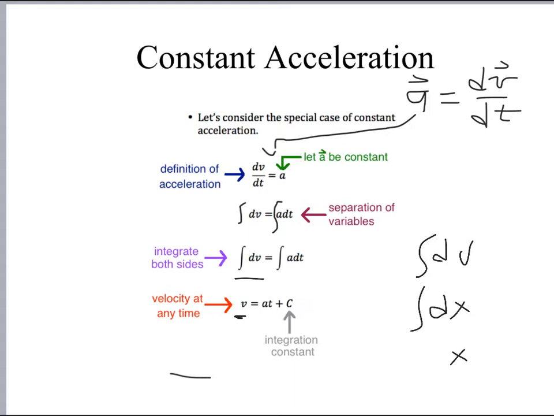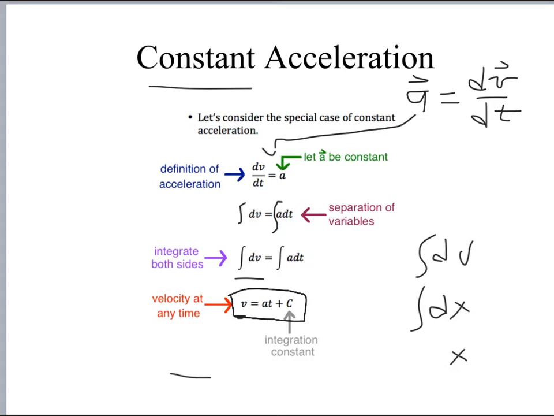Now remember, our assumption here is constant acceleration. So this a here is going to come out in front of the integral, and I'm going to have just the integral of dt times a, and that's going to be a times t. Now, any time you do an indefinite integral, you always have to add in an integration constant, usually represented by the letter c. What we end up with is this formula here, v is equal to at plus c. That's a constant that we're going to have to figure out.